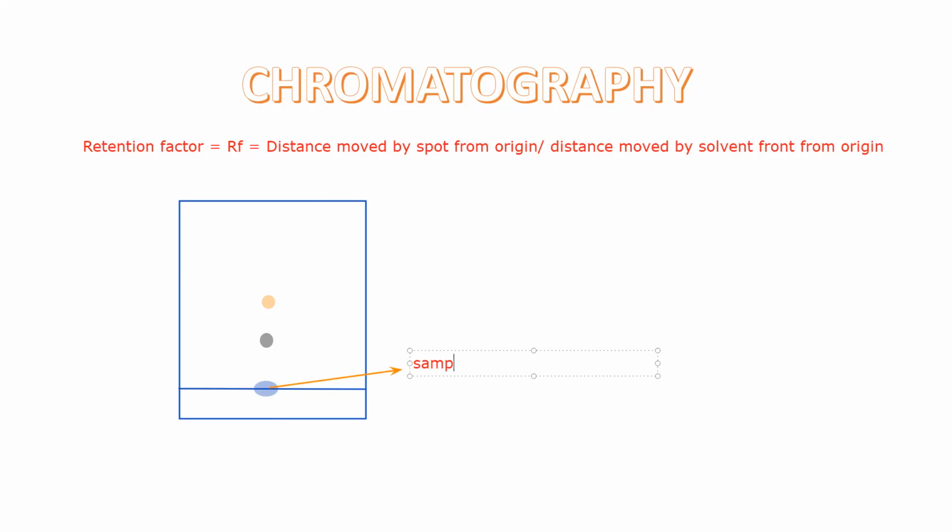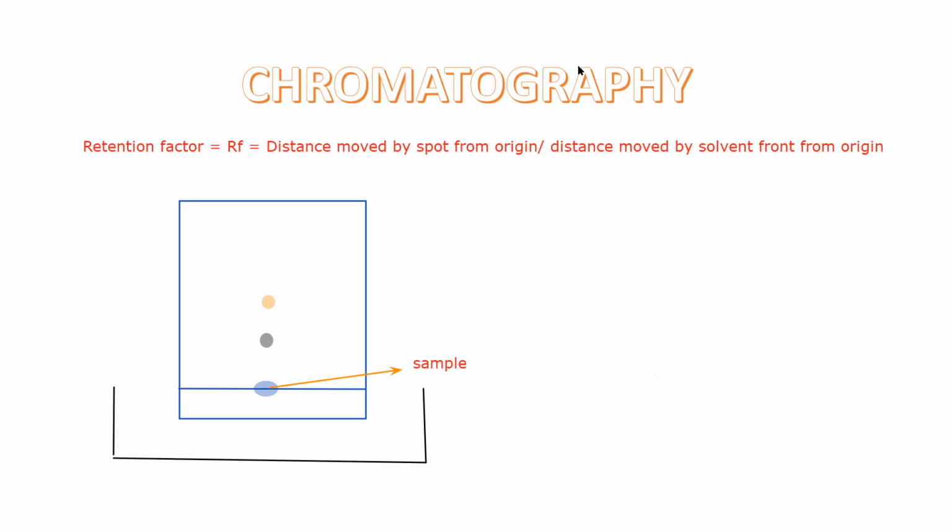So the sample is impure. Why is the sample impure? Because it has more than one spot, so that's why it is impure. And we calculate a retention factor. What is a retention factor? It is the ratio between the distance moved by a spot to the distance moved by the solvent.